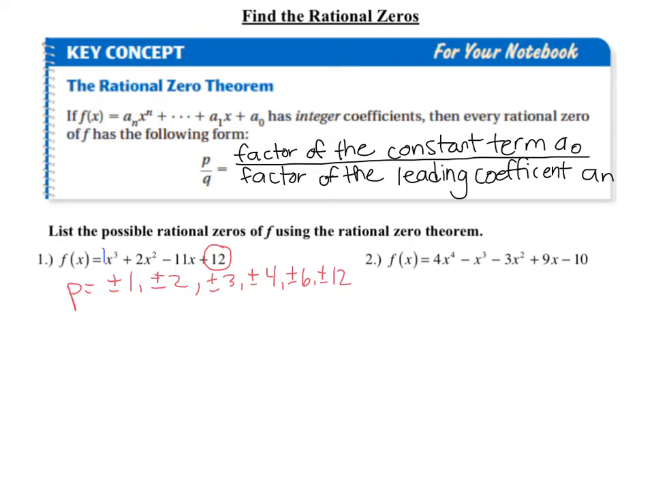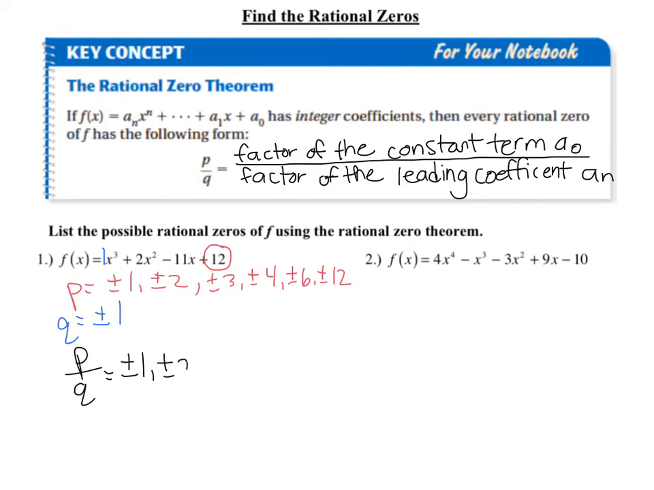And the leading coefficient is 1, since there's nothing written there. So q is going to represent all of the possible factors of 1, which is just plus or minus 1. So then p divided by q, well, we'd have to take each of our factors of p and divide it by each of the factors of q. But luckily in this case q is just 1, and dividing by 1 won't change anything. Possibly just the signs, but we're already considering the positives and negatives.